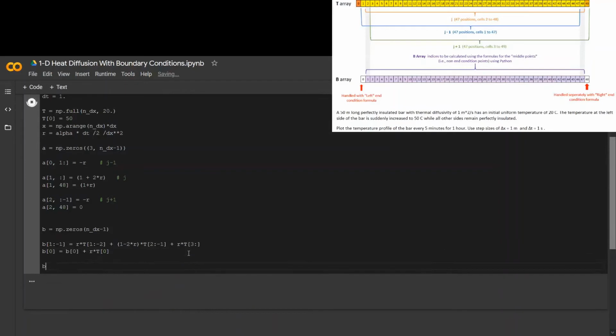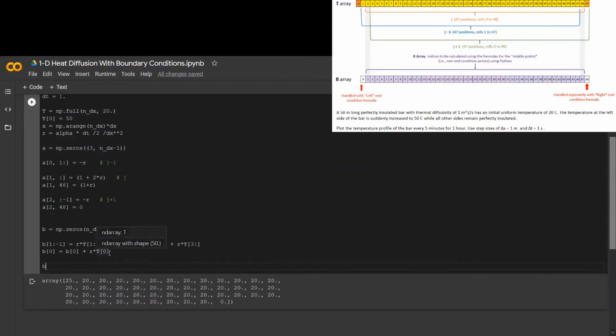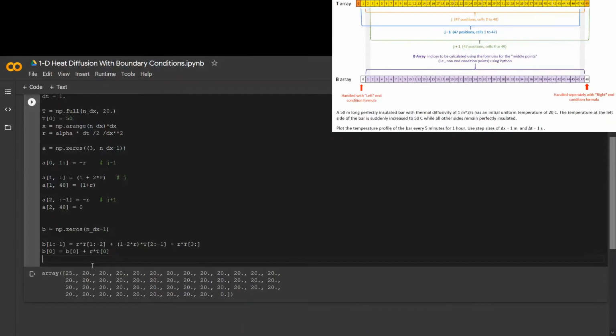So let's print that again. Okay. Right, so now it's 20 plus R, so 1/2 times, because at this position actually it was 0, remember? Before that change we had a 0 at both the boundaries, right? So that's plus 1/2 times 50, which is 25, and that is correct.